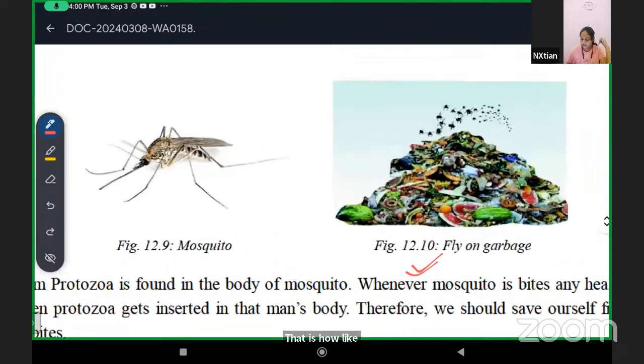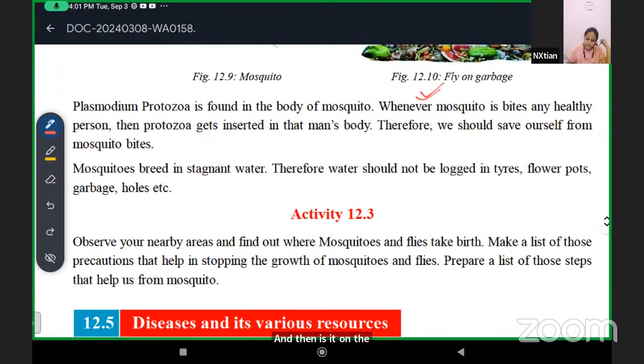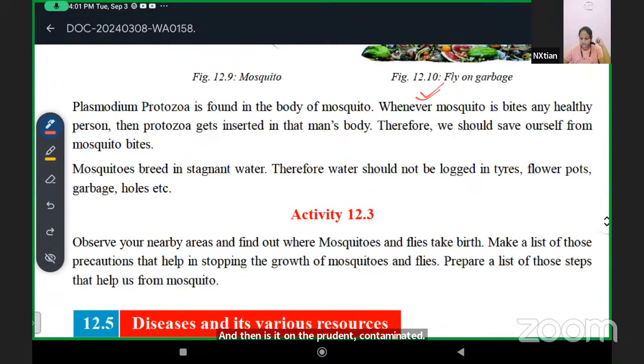Look at this image. They fly on the garbage, and then they sit on the food and contaminate it. This is the mosquito. Plasmodium protozoa is found in the body of the mosquito. Whenever a mosquito bites any healthy person, the protozoa gets inserted in that person's body. Therefore, we should save ourselves from mosquito bites.